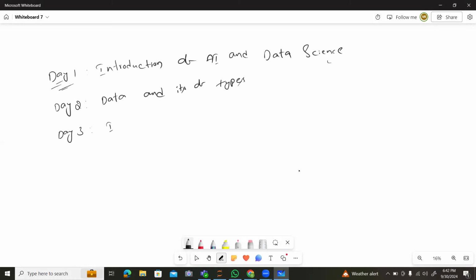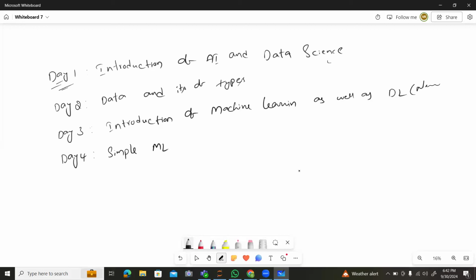Coming to day three, we will learn about the introduction of machine learning as well as deep learning. Simply we call that DL, or you can also call it a neural network. This is what we will discuss in day three. In day four, we will see some hands-on experience implementing a simple ML algorithm, a simple linear regression model. We will develop one ML algorithm at the end of day four, and discuss how ML works and how to build a project on machine learning algorithms.